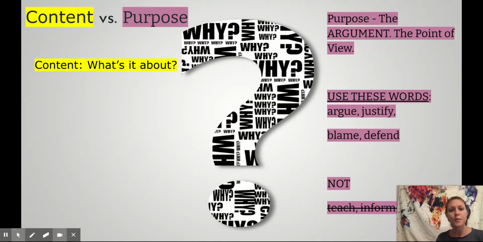And then content and purpose, this is where people get a little bit muddled, so I want to try and clarify it for you from the beginning. The content is what a person says or what a source says. But the purpose of a thing is what they're trying to get you to believe. So that's their argument or their point of view.